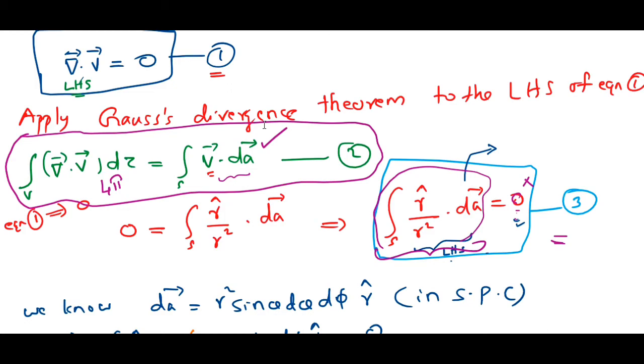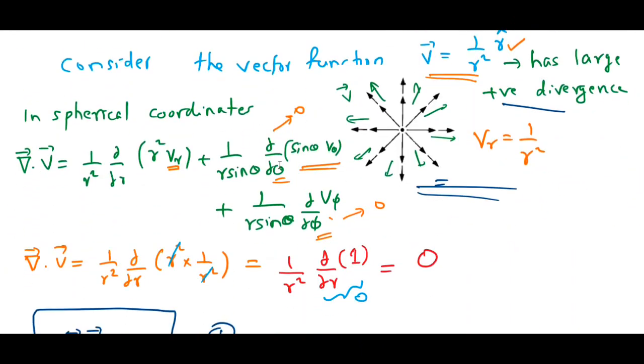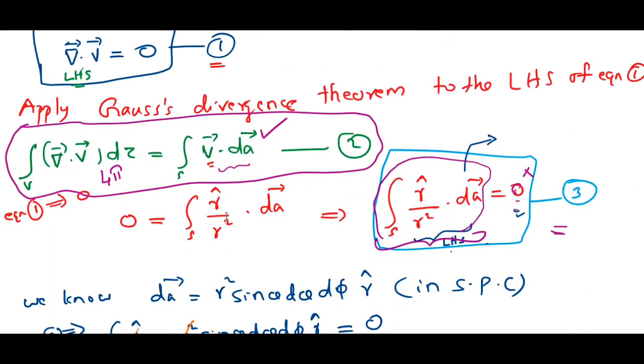If the RHS is 0, it means that this vector function does not have any divergence, but this vector function has a positive divergence, that is sure. So this term in equation 2, that is this RHS, should not be 0, but it should be the value 4 pi.